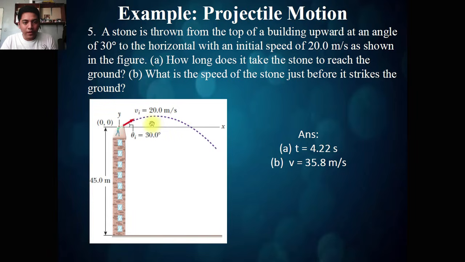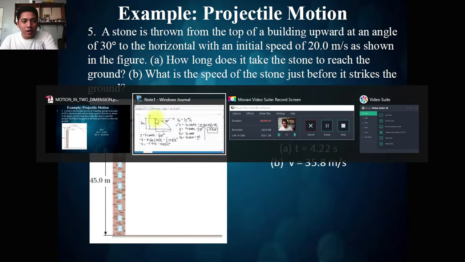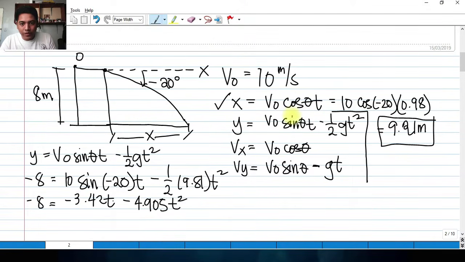So how long? Okay, so definitely we're going to go back to our equations. We're going to eliminate this Vx because it doesn't have any time in it. So we are left with these three equations. We cannot use this first equation. Why? Because when you throw the stone, we don't know the value of x. So we will be having two unknowns here. So definitely this is not the equation to be used here.